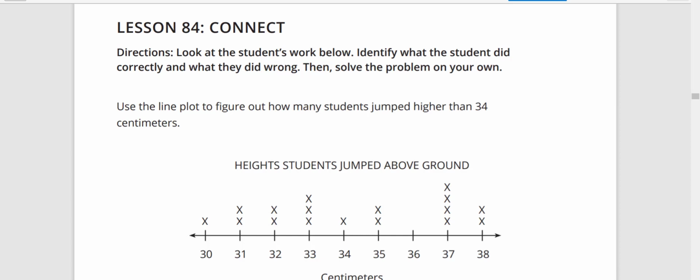Open your book, page 83. Connect: look at the student's work in blue. Identify what the student did correctly and what they did wrong. Then solve the problem on your own. Use the line plot to figure out how many students jumped higher than 34 centimeters.